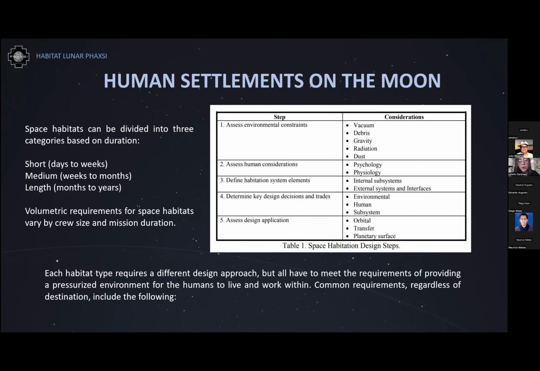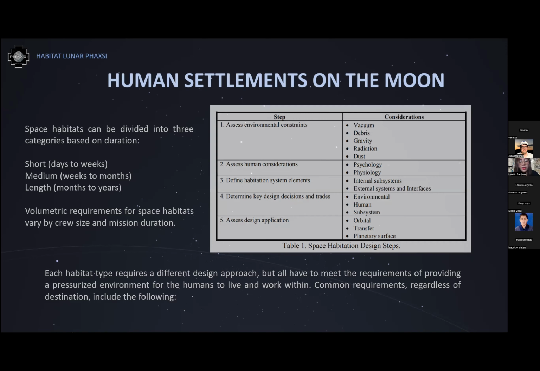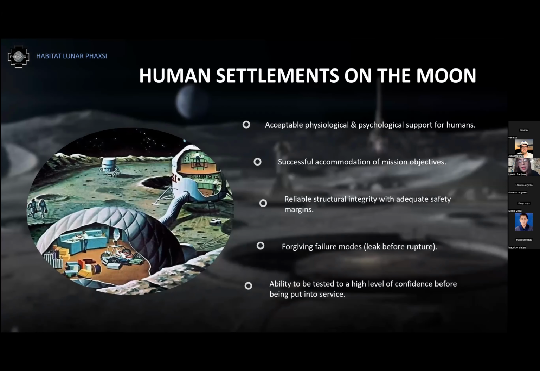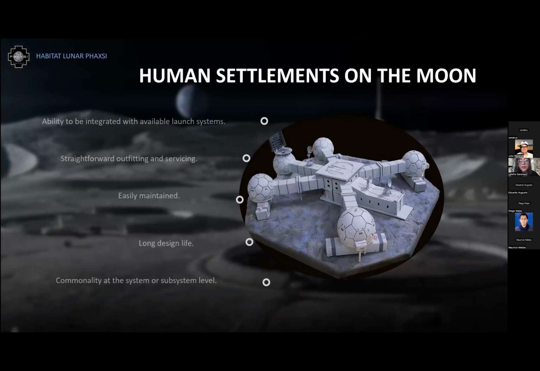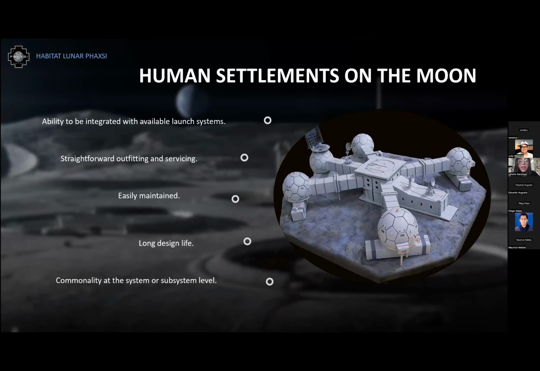The table shown below is the design steps for a space habitat. It's important to take it into account. In this slide, we can highlight the characteristics and requirements needed to achieve human settlements on the Moon. For example, physiological and psychological support for humans, forgiving failure modes, and others. In the next slide, we can see more requirements about the human settlements on the Moon.